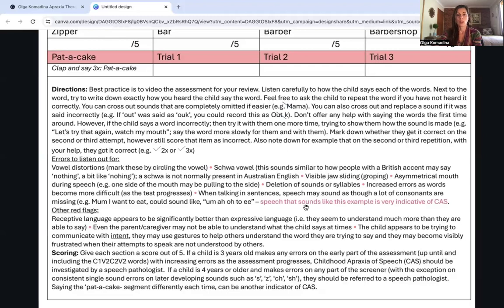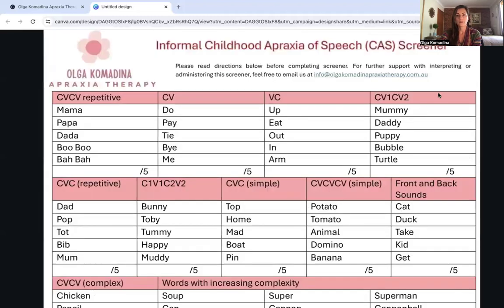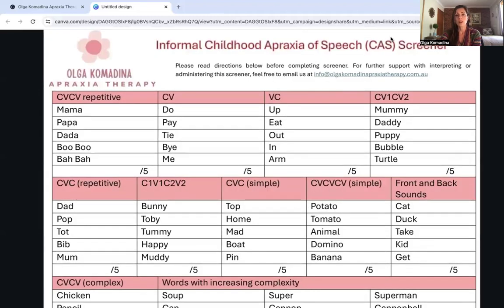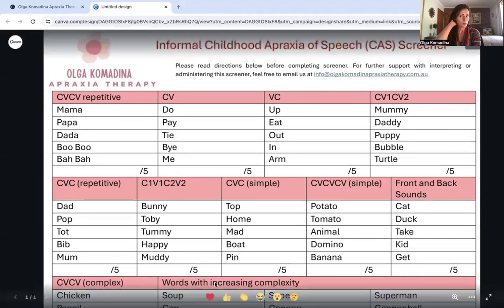So I do have my email address up here because, with no obligation or anything like that, I am more than happy to answer anybody that does the screener and wants to, without identifying the child's information, flick it over and have somebody have another look at it and see, do you think this is childhood apraxia of speech? I'm happy to just have a little look and say what I'd recommend.